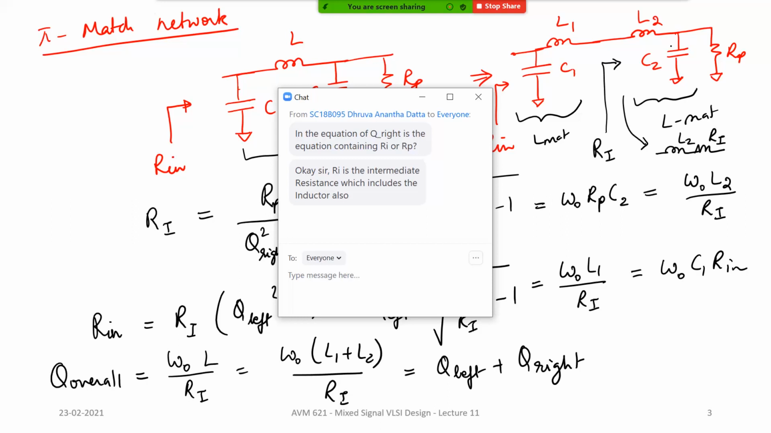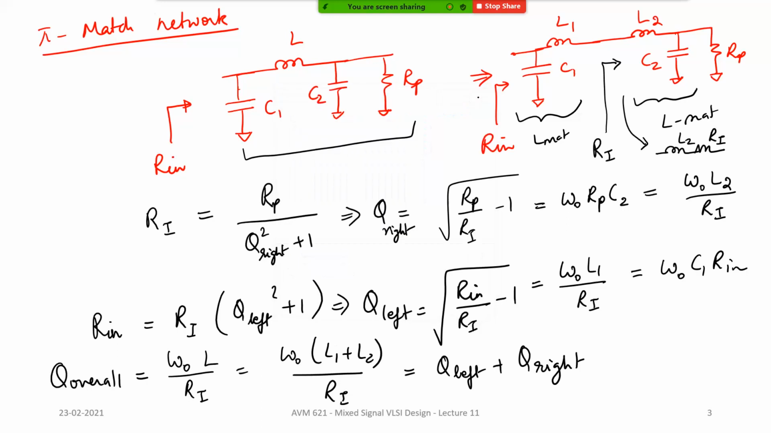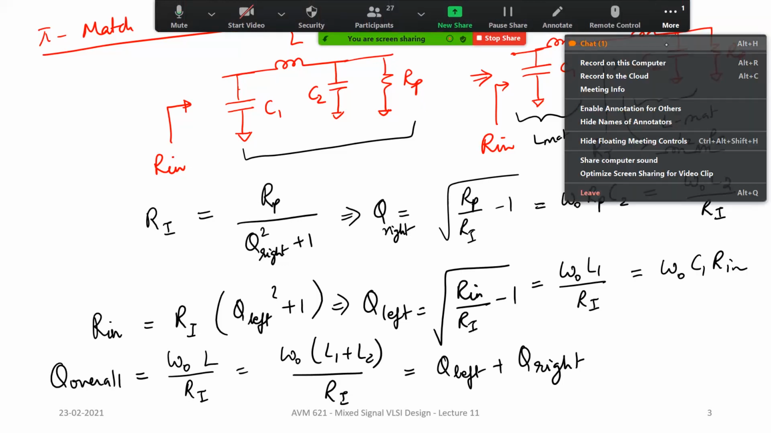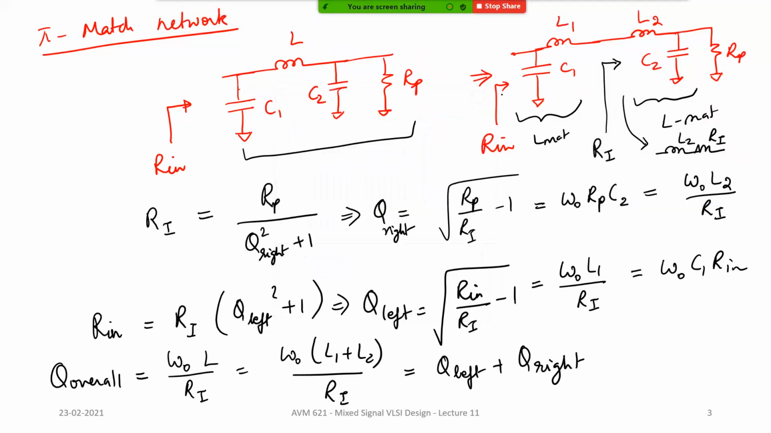Ri is the intermediate resistance, which does not include the inductor. It's just the resistance, not the impedance. Okay, so it does have a certain capacitive part, which is getting tuned out at the frequency of interest. So C2 prime will become C2 times Q squared divided by Q squared plus 1, which is approximately C2. Okay, so L2 and C2 will resonate at the frequency of interest, and you have Ri in series. So you can think of it as a series RLC network.